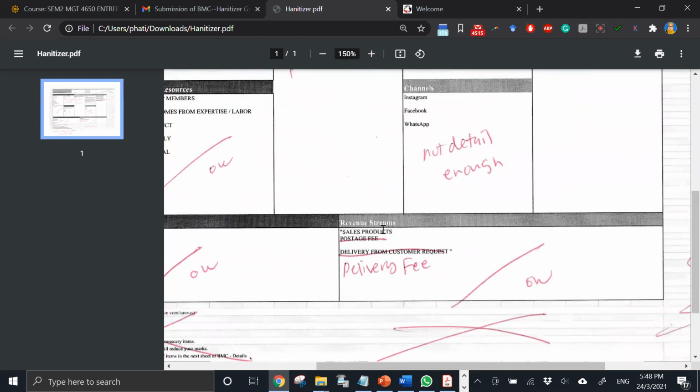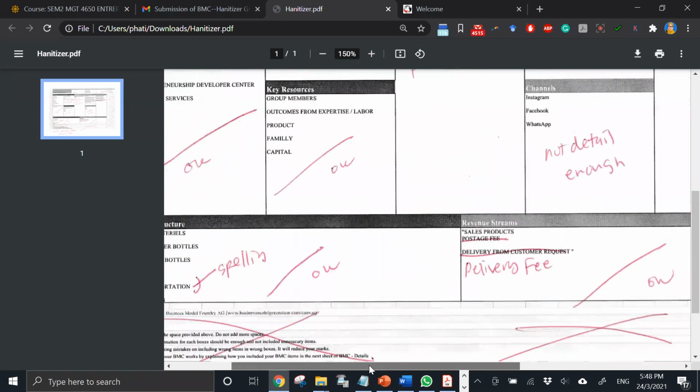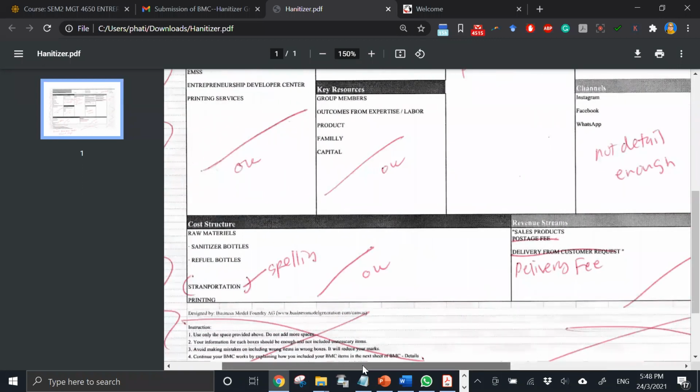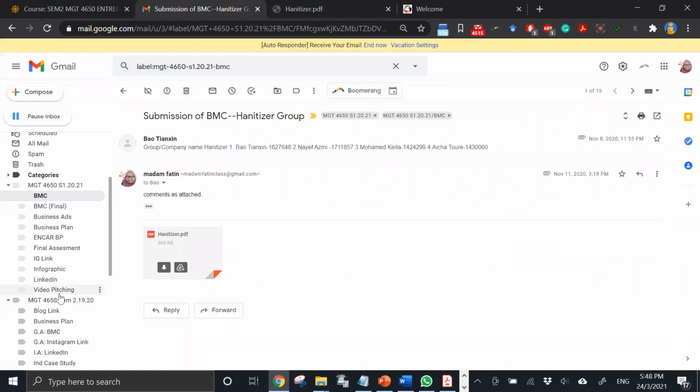Sales, product sales actually. Delivery fee, and raw materials. They put raw materials such as the bottles and refill bottles, and transportation. Transportation can also be considered a cost. For example, transportation to get your product from the supplier is part of the transportation cost.